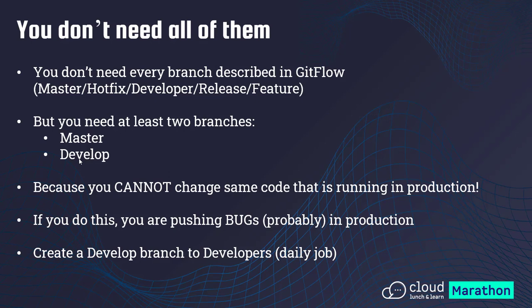Why I mentioned before, if you change your production code using only one baseline, it's dangerous, because after you fix your bug, you send new code to production, not only the bug fix, okay? And if you do this, you are probably pushing bugs to production. And create a develop branch for developers to do their daily job in.